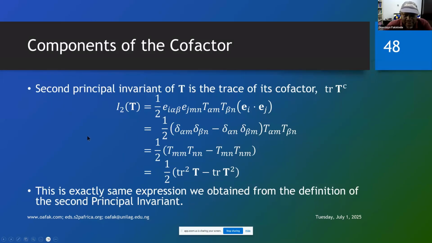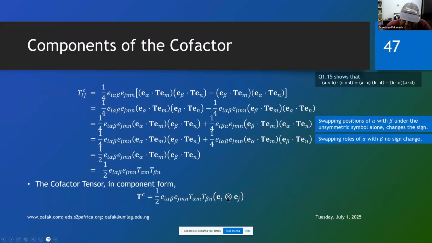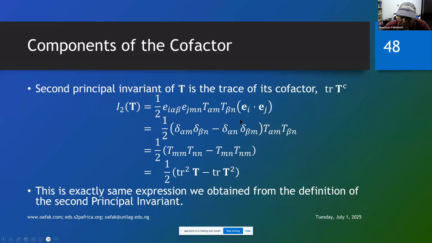So if we now want to take the invariant, it is the trace of the cofactor. You remember that we said if you want to take a trace, you are going to change this to a dot. If you change this to a dot, it's because e_i dot e_j.